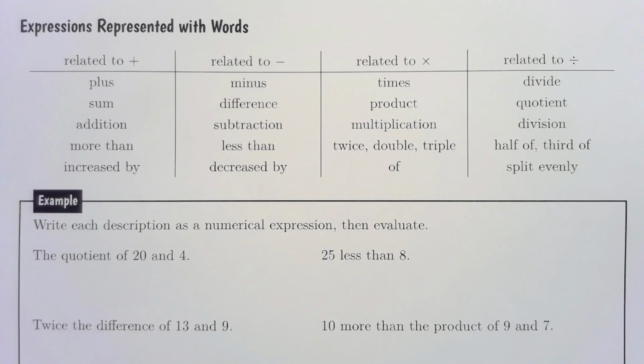Now you can see in the table that we've got a list of different words that are associated with some of our common operations. Note that this isn't an exhaustive list. There are many more words that we could use to describe each of these things. But let's jump into the examples.